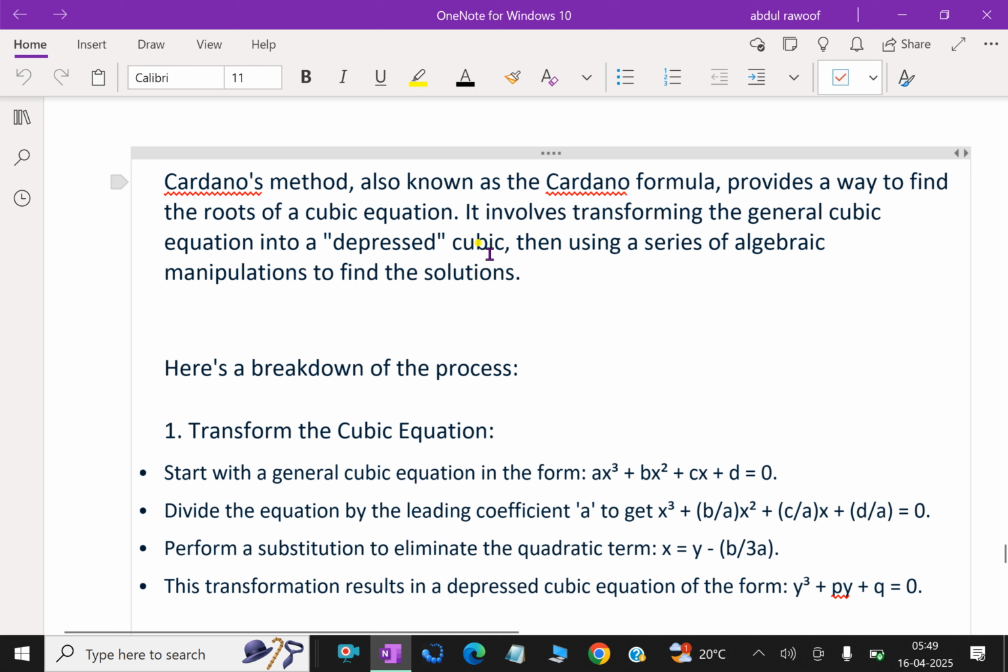What does a depressed cubic equation mean? Here there is a cubic term, but the square term vanishes, and the x term and constant term are there. That is called a depressed equation that gives some solution. From that we can get the complete solution. Cardano's method is the ultimate method for solving cubic equations.